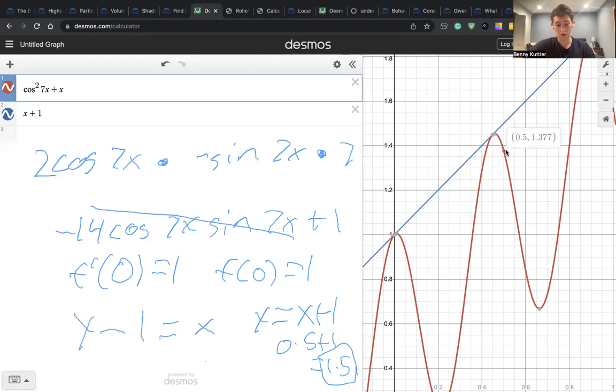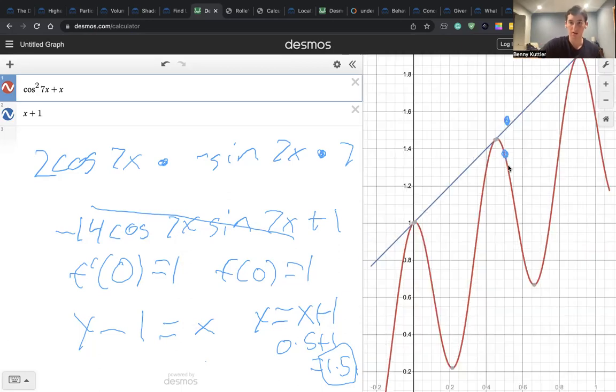So our estimated value is up here, but our real value is really somewhere down here. So that's a pretty good estimate considering what we were given. And that's essentially linear approximation.